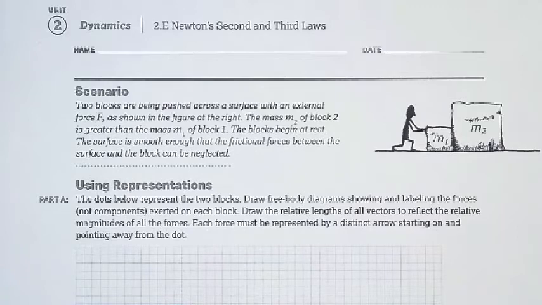I will read it. Two blocks are being pushed across a surface with an external force F, as shown in the figure at the right. The mass m2 of block 2 is greater than the mass m1 of block 1. The blocks begin at rest. The surface is smooth enough that the frictional forces between the surface and the block can be neglected.